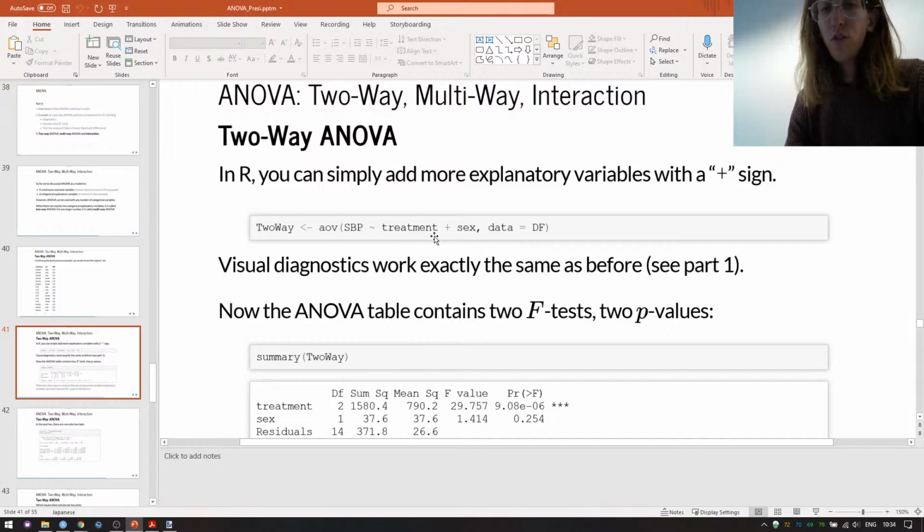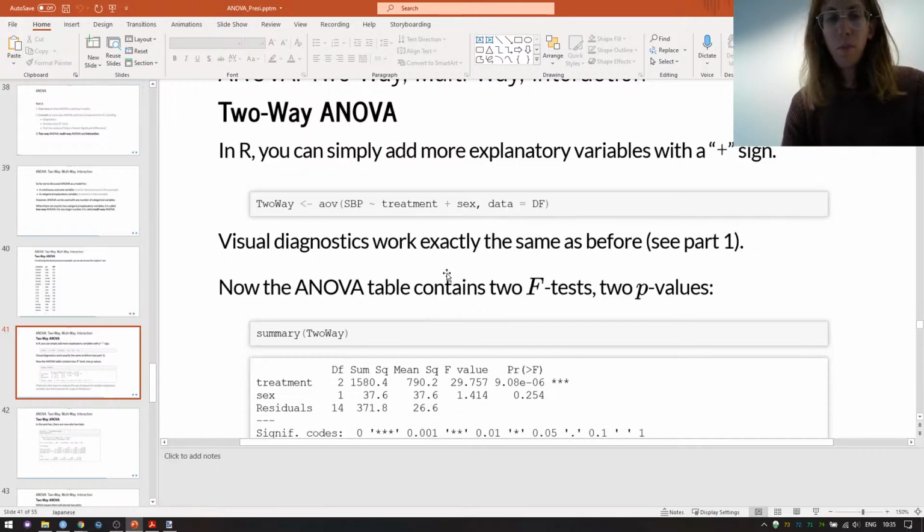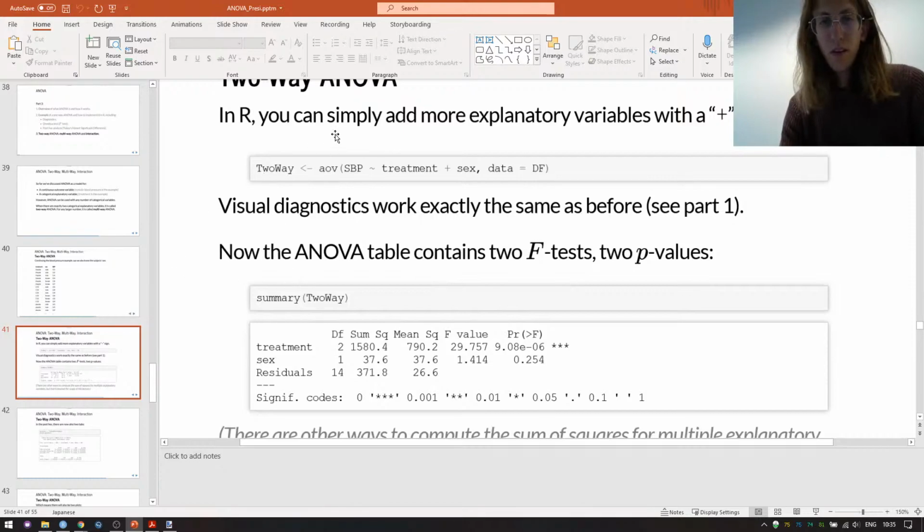So that is one of the groups that you're interested in, or one of the explanatory variables that you're interested in. And you just put a plus sign and then sex, so the other explanatory variable. You can then also specify the data frame where it comes from. So in this case, that would be data is data frame. Okay, we name this, what we did over here, the two-way.